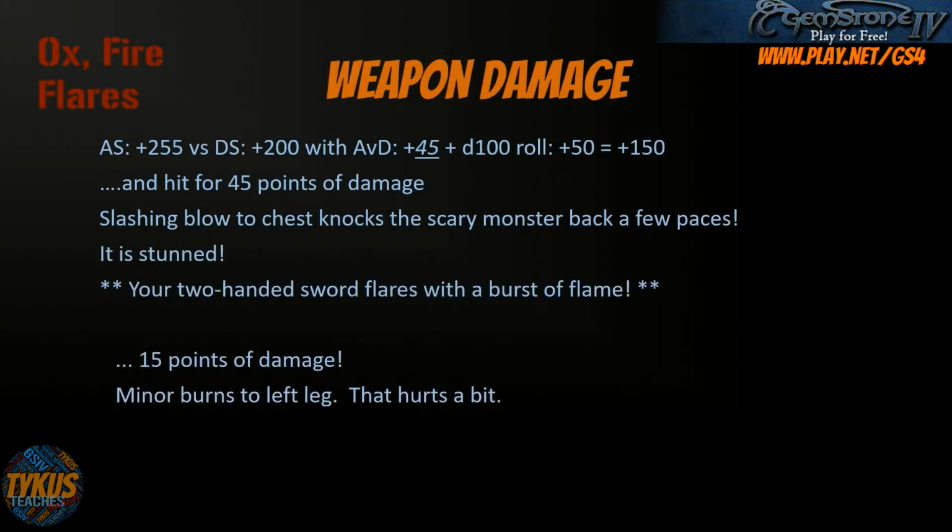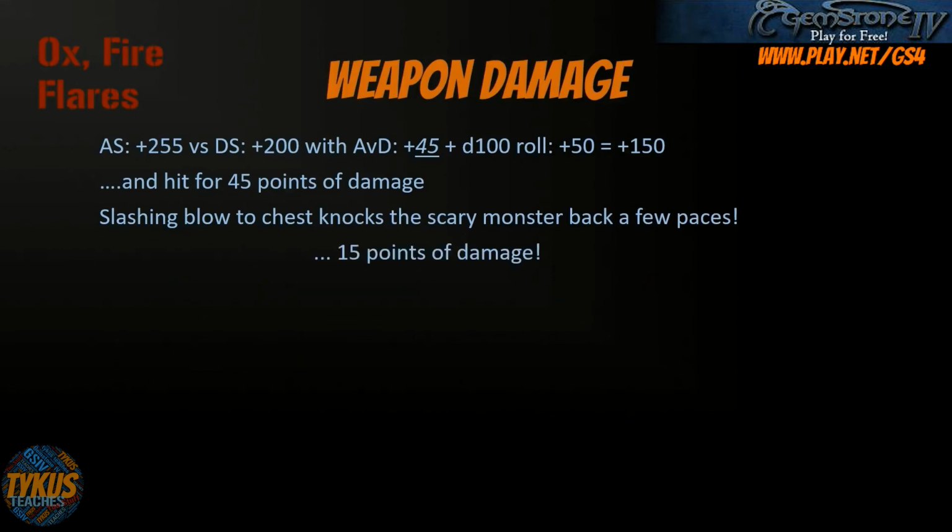Next up is flares. In this example, we're going to use a 0X fire flaring weapon. And you can see our attack strength is 255, our end roll is 150, and you can see that our two-handed sword flares with a burst of flames, and we get an extra 15 points of damage. That 15 points of damage is what we're going to pay attention to, along with our end roll of 150.